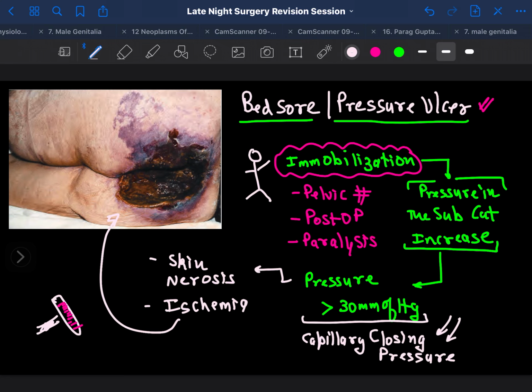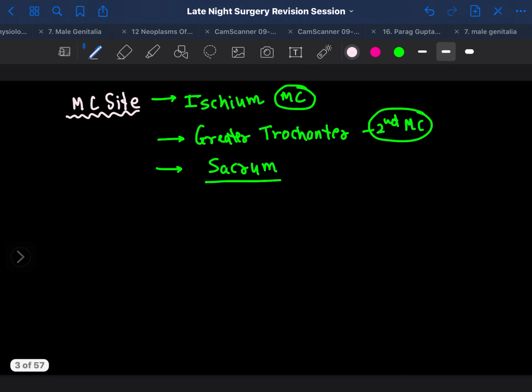I'll just quickly revise what is a bedsore. Bedsore is a condition which occurs predominantly because of immobilization. Let's say the patient is having a pelvic fracture, or is a post-operative patient, or has developed a paralysis. Because of this, the pressure builds up in the subcutaneous tissue and increases above 30 millimeters of mercury, which is the capillary closing pressure. Because of this, you develop skin necrosis or ischemia, and we develop a bedsore.